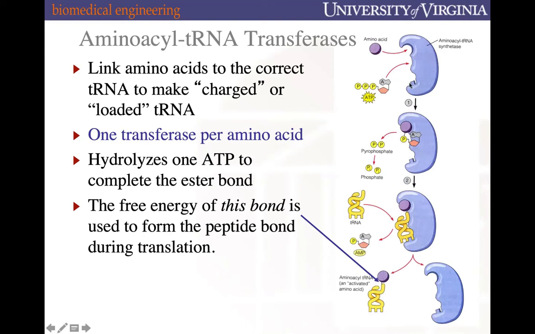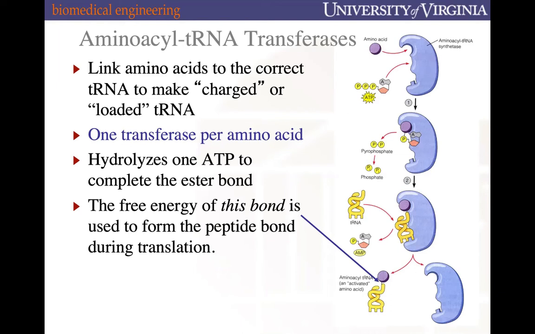So an amino acid that is specific to this transferase will bind to the amino acid binding pocket. You'll get an ATP that is hydrolyzed, and the 2 phosphates are released. And the ATP is used to mediate the binding of the amino acid, the ester bond, to the 3' end of the transfer RNA. And what's important to note is that we talked about in the very first lecture about peptide bonds that exist between a polypeptide chain.